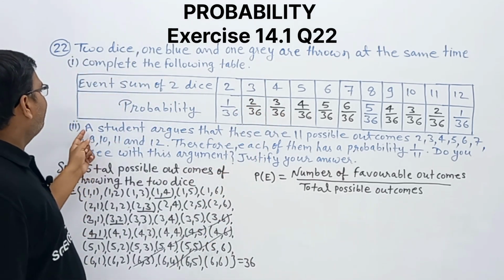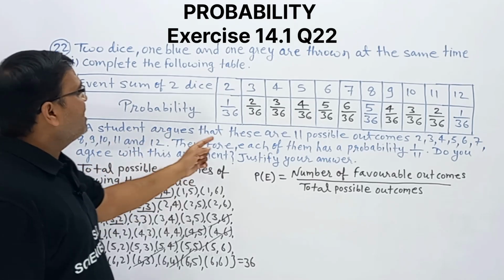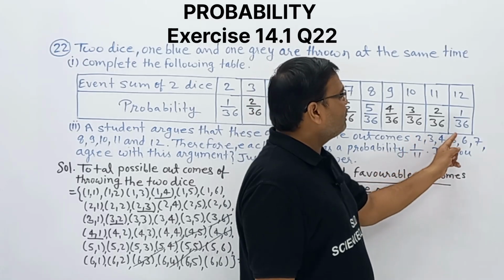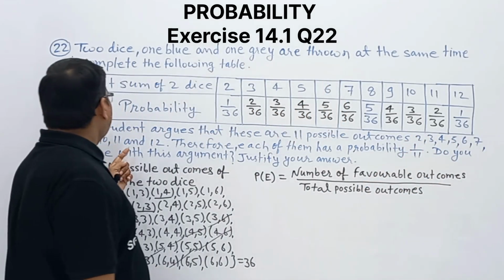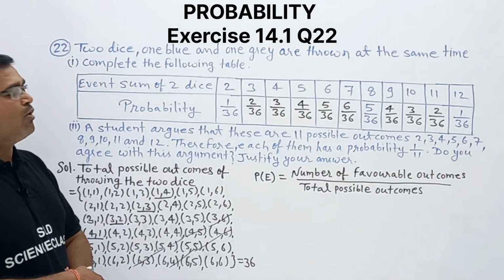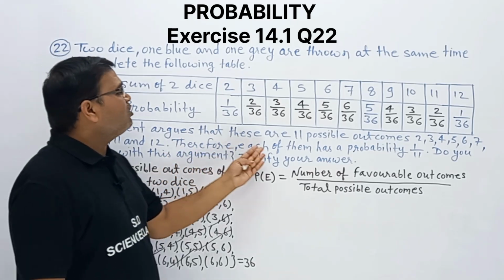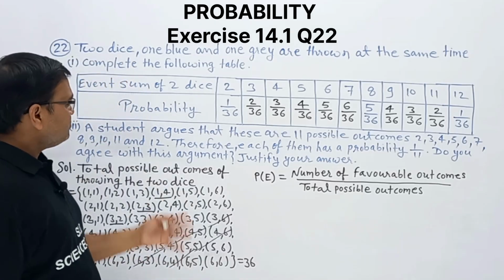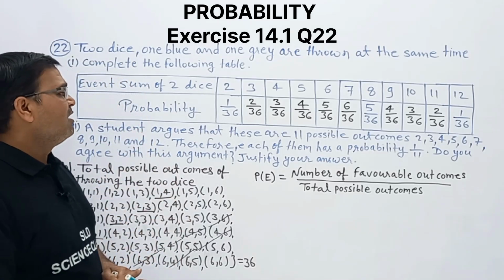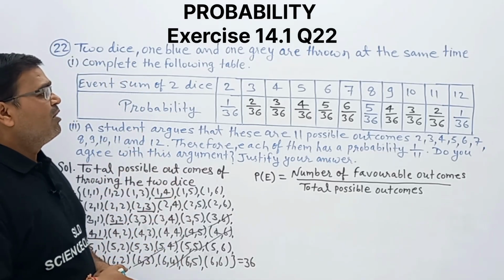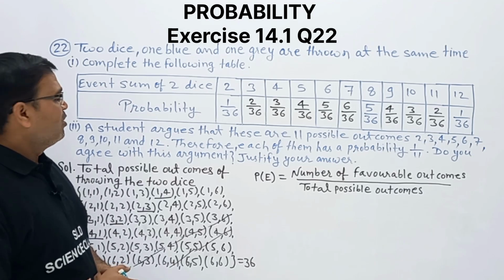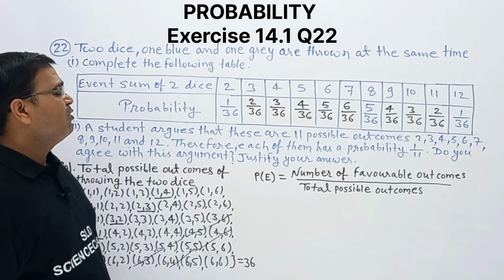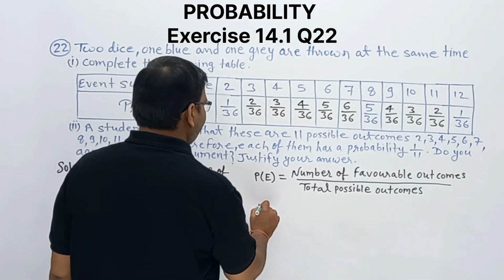Now second question. A student argues that there are 11 possible outcomes: 2, 3, 4, 5, 6, 7, 8, 9, 10, 11, 12. These 11 possible outcomes we are having, therefore each of them has a probability 1 upon 11. Do you agree with this argument? Justify your answer.